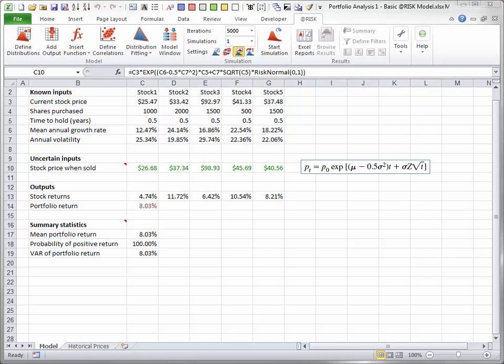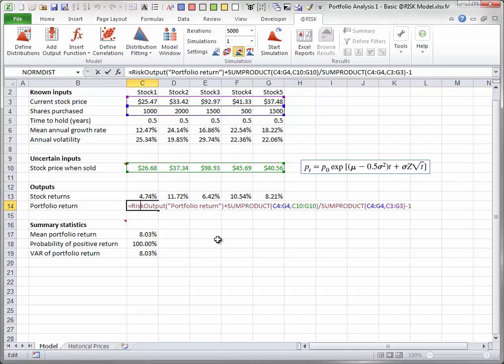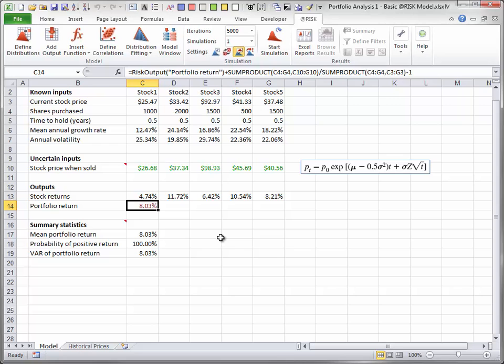In this example, I have designated only one cell, the portfolio return in cell C14, as an @RISK output cell. However, if you want to see how the individual stock returns vary, you can designate any or all of the stock returns in row 13 as @RISK output cells. Also, I have asked for the mean portfolio return, the probability that the return is positive, and the value at risk, or VAR, of the portfolio return, which is typically defined as the 5th percentile.